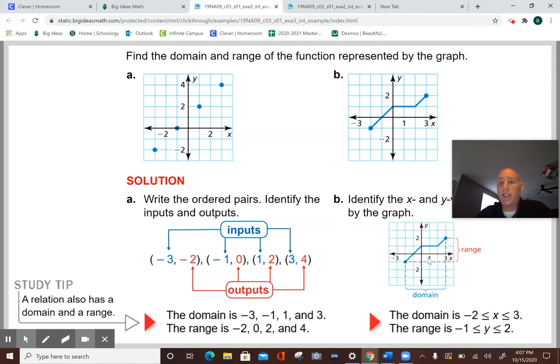When we look at the range, it deals with the up and down, or the y-axis. This goes as low as -1 and as high as 2. So our range are all the numbers in between -1 and 2. So -1 is less than all the numbers in our range, and all the numbers in our range are less than or equal to 2.